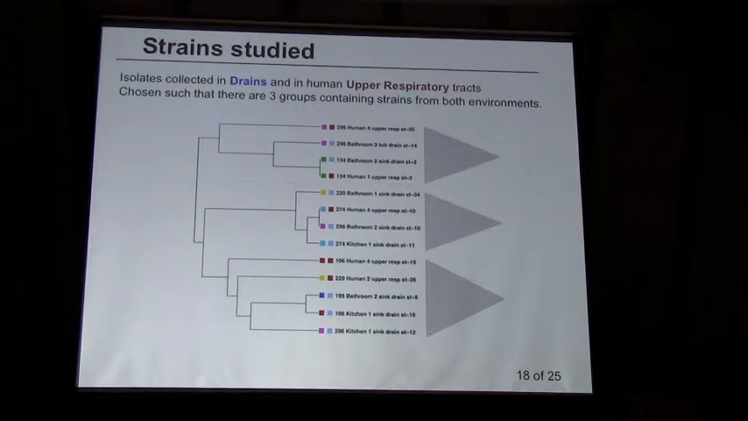What you can see here is that these are the 13 strains that Michael worked with, and they fall into three groups of more closely related strains, and within each group there are both upper respiratory and drain strains. We did that to try to control for phylogenetic relatedness. So what we see, if there are overall differences between drain and upper respiratory, should be driven by the environment, not by history. And I should mention that of the upper respiratory strains here, they're not all from CF people. Two of them are actually from healthy people.